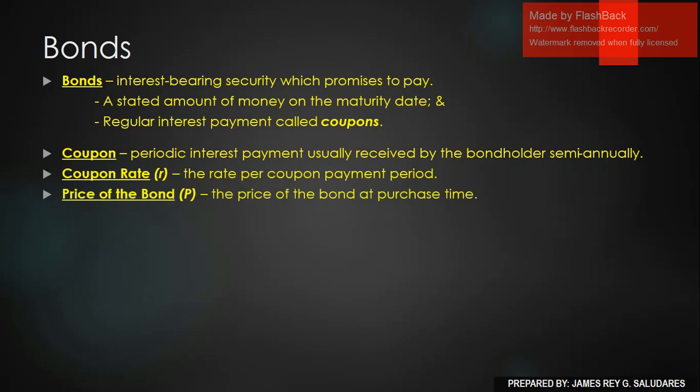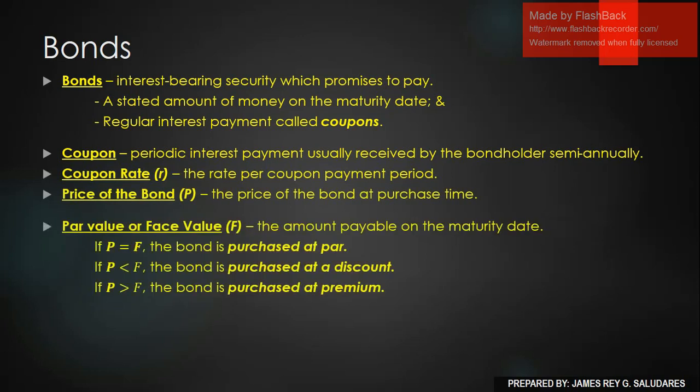The price of the bond at purchase time. Then the par value or the face value. This is the amount payable on the maturity date.